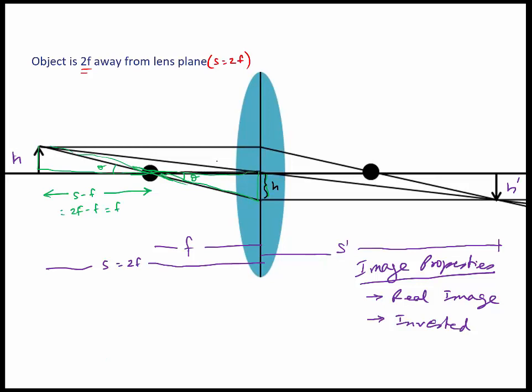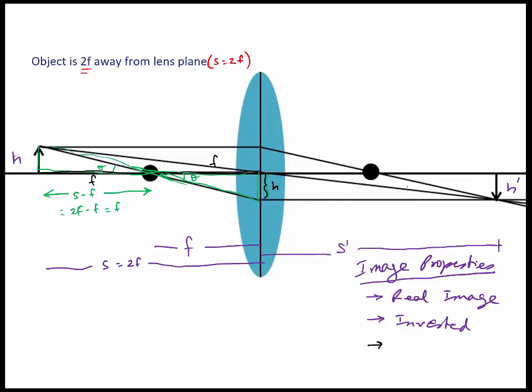So the base here was f, the base here was f, the angle is theta in both cases, so the opposites have to be the same, so it's h. So in this particular case, the image size is going to be the same size as the object. Remember, the line that goes through the near focal point is the one that defines the size of the image because it's parallel to the optical axis after this.